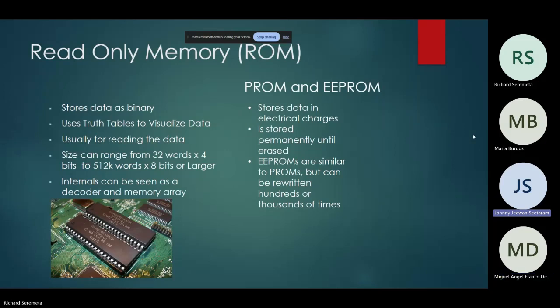Different types of ROMs exist, like programmable ROMs, which store data in electrical charges and can be used permanently until erased. Once erased, the data can now be stored in what's known as an EEPROM. EEPROMs are electrically erasable programmable ROMs. These are similar to PROMs, but they can be rewritten hundreds to thousands of times. And they can also be used at the time of manufacture due to the rewritable data they have.